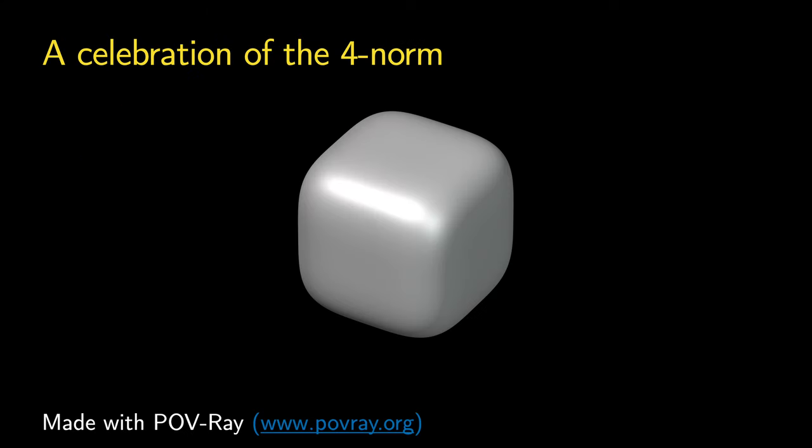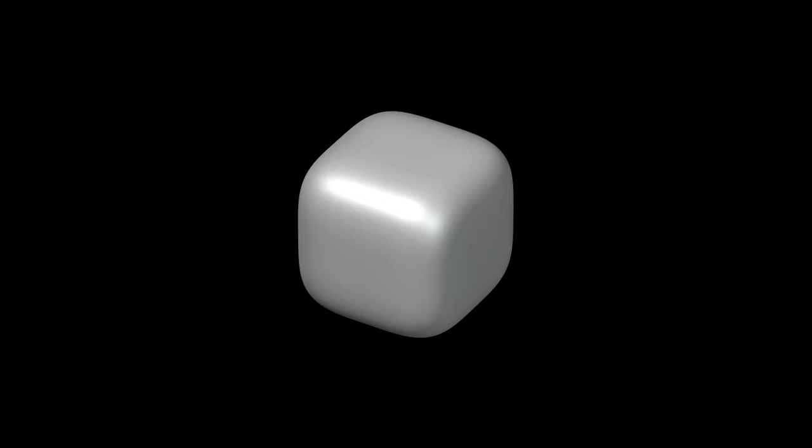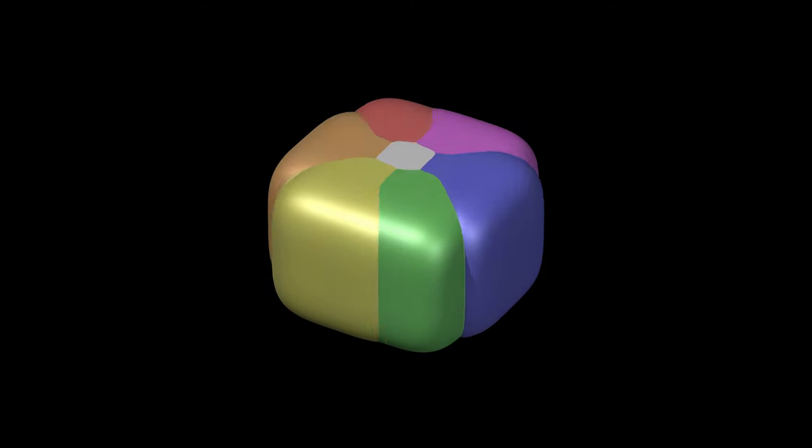So I actually really like the 4 norm, and I like it so much that I made this small celebratory movie to appreciate its aesthetic beauty. And this movie was made using PovRay, a free ray tracing software package that's great for doing scientific visualization. You can initialize different shapes and lights and give them texture, and it makes these really great photorealistic graphics. So here I created this 4 norm and I started to rotate it, and we can see all of the reflections off this surface.